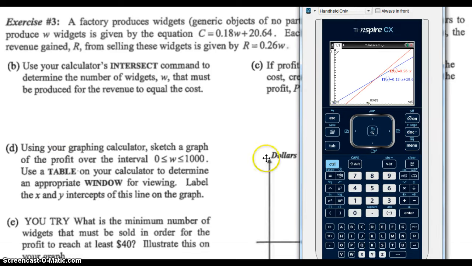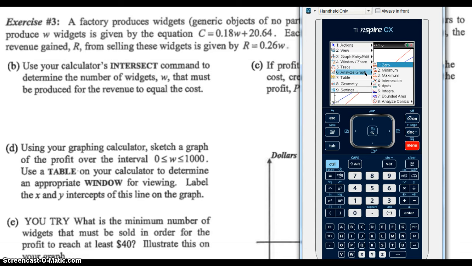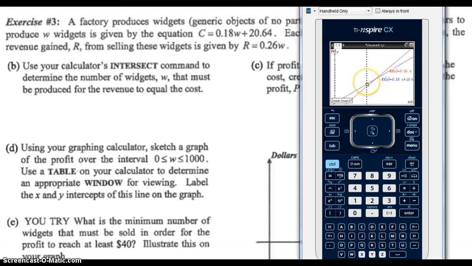Let me grab my graph back. Okay, part B wants you to find the intersection. So you're going to come over here, go to Menu. So we're going to find the intersection now. So we're going to go to Analyze Graph. That came from Menu. And you're going to go down to number 4, Intersection. You're going to go lower. And then you're going to scroll above it. And you would use this mouse pad right here if you weren't on the fancy computer. And there it is. The intersection is $258 and $67.08.